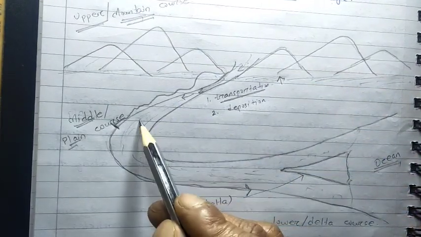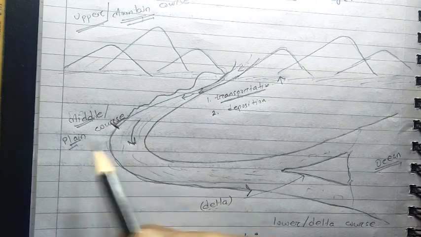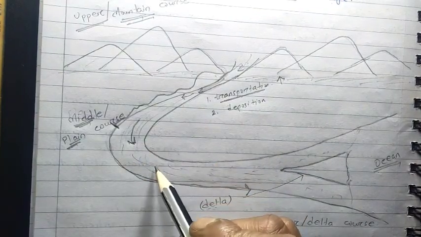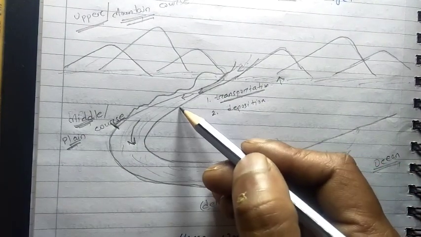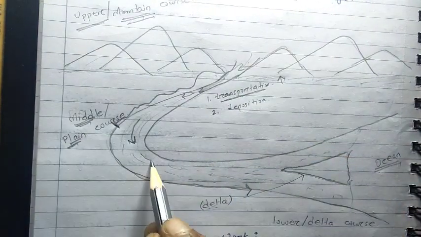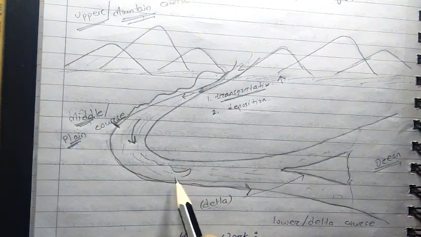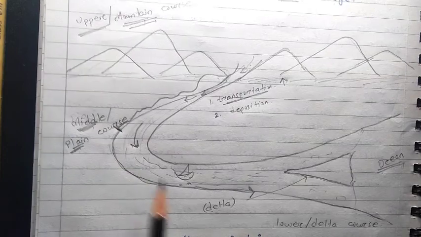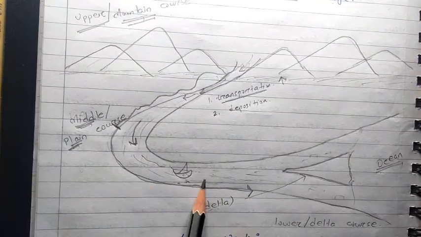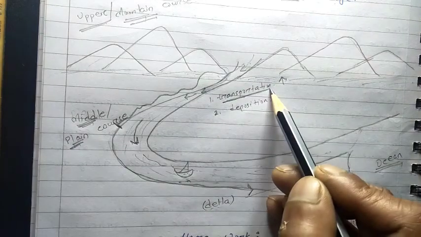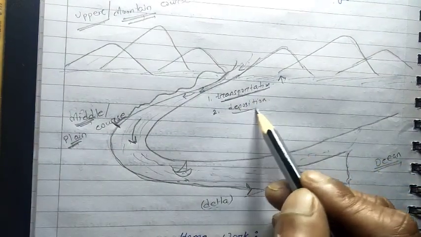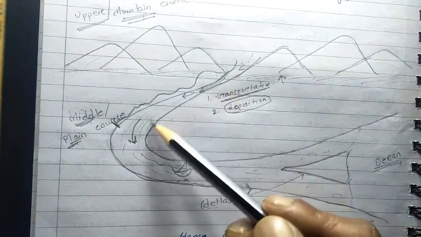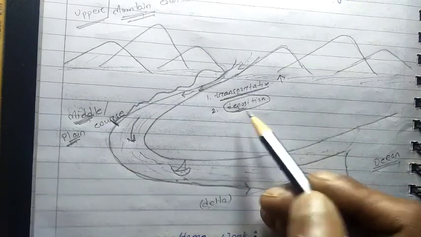As soon as the river reaches its middle course, that is the plain course or the middle stage, the speed of the water will be much slower as compared to the mountainous region. So at this stage the river's water can be used as a means of transportation, because the speed of the river is not so high, and here the transportation process also continues. Along with transportation, another process starts, that is deposition. That means whatever materials they brought from the mountainous region, they will start to deposit at the middle stage.